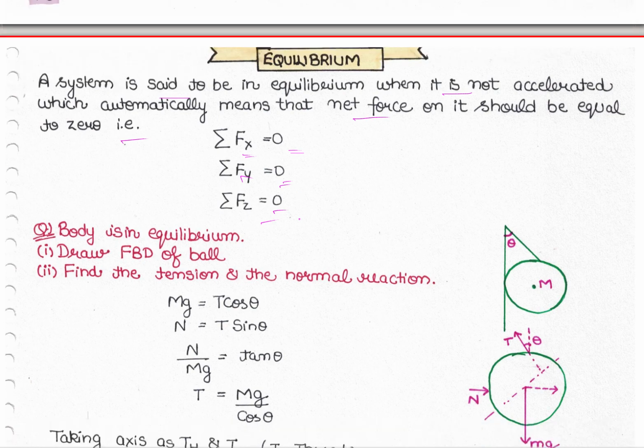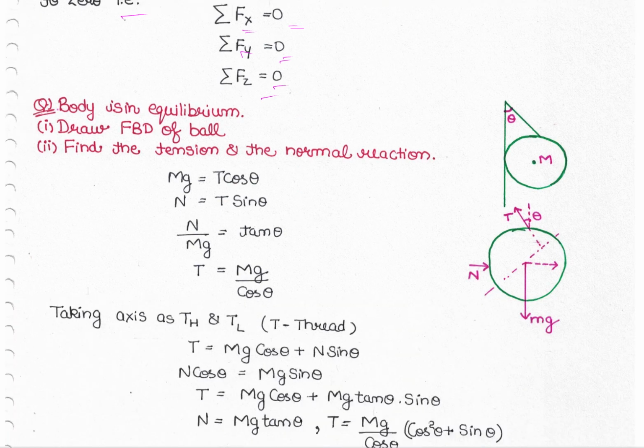Now the body is in equilibrium, so draw the free body diagram of the ball. So this is the ball which has a mass capital M, making an angle theta with this surface. So we draw this free body diagram like this. This is Mg, capital Mg. This is the normal force. This is the tension, making an angle theta. Okay. And find the tension and the normal reaction.